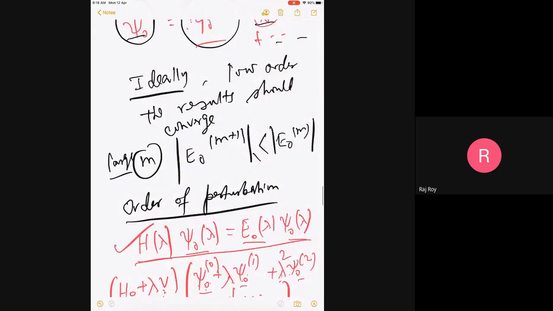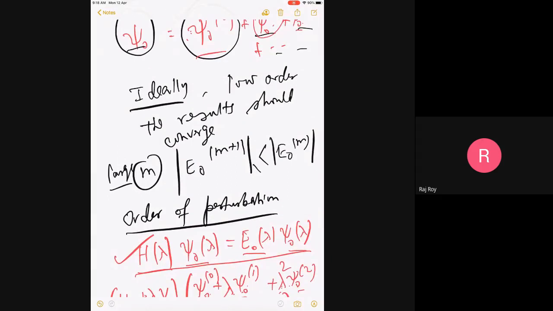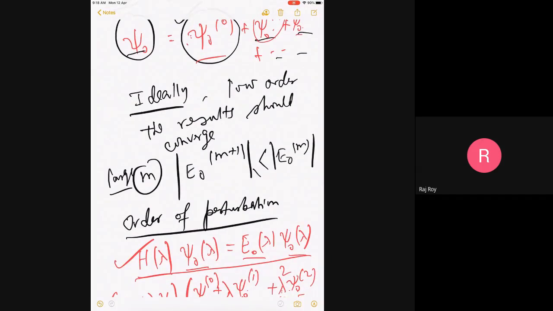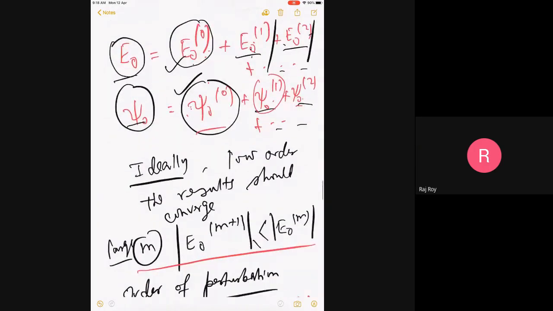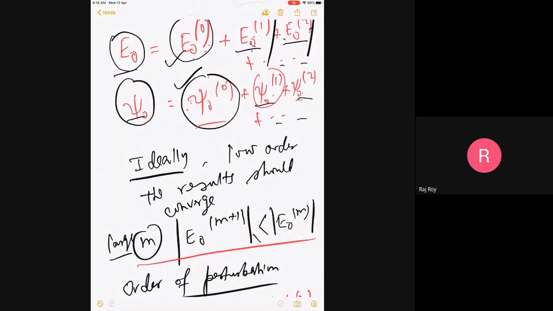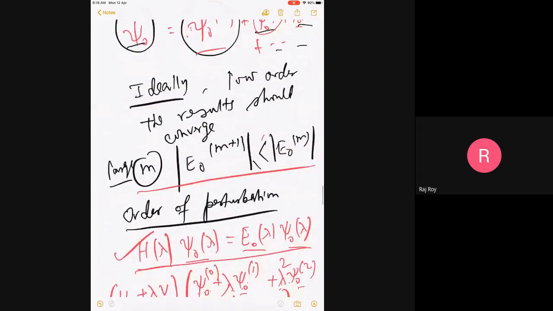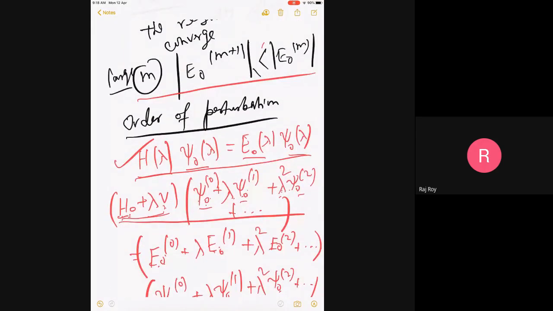Ideally, of course, at low order, the result should converge. So ideally, what should happen is that when you're doing this perturbation order, the m plus 1th order energy for the ground state should be lower than the mth order in absolute value. Of course, the absolute value, because there is an oscillation, positive or negative, that I cannot tell, but eventually they should converge at some reasonable order of perturbation.